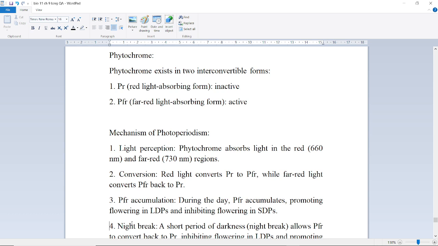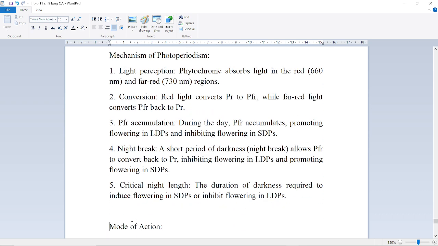Mechanism of photoperiodism. Light perception: phytochrome absorbs light in the red, 660 nanometer, and far red, 730 nanometer, regions. Conversion: red light converts Pr to Pfr, while far red light converts Pfr back to Pr. Pfr accumulation: during the day, Pfr accumulates, promoting flowering in long day plants and inhibiting flowering in short day plants.